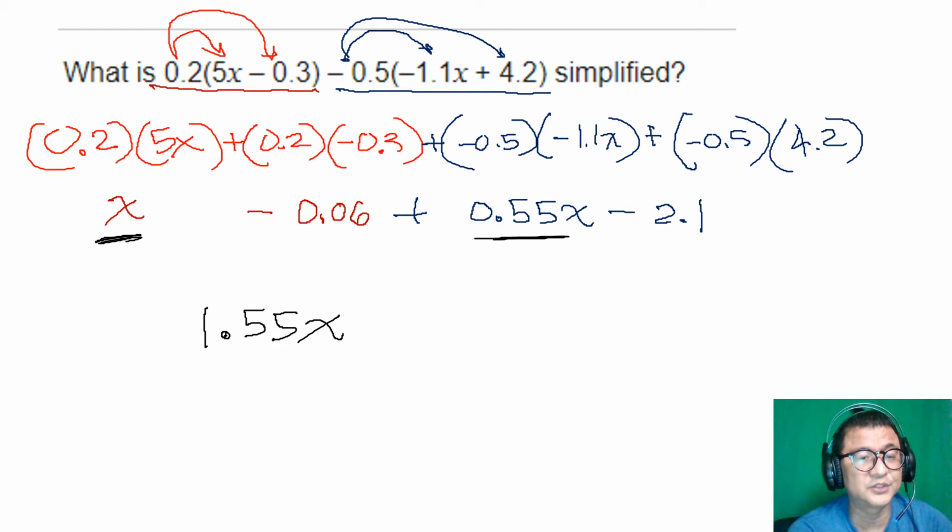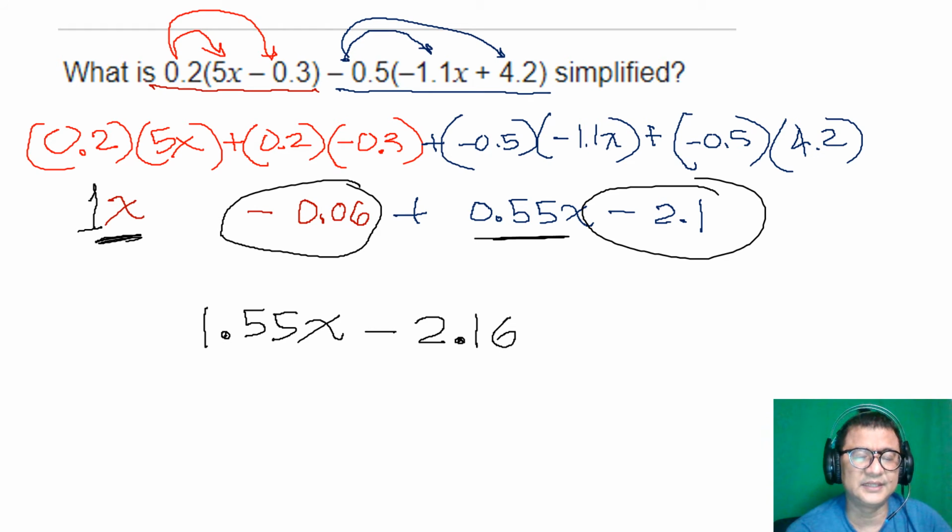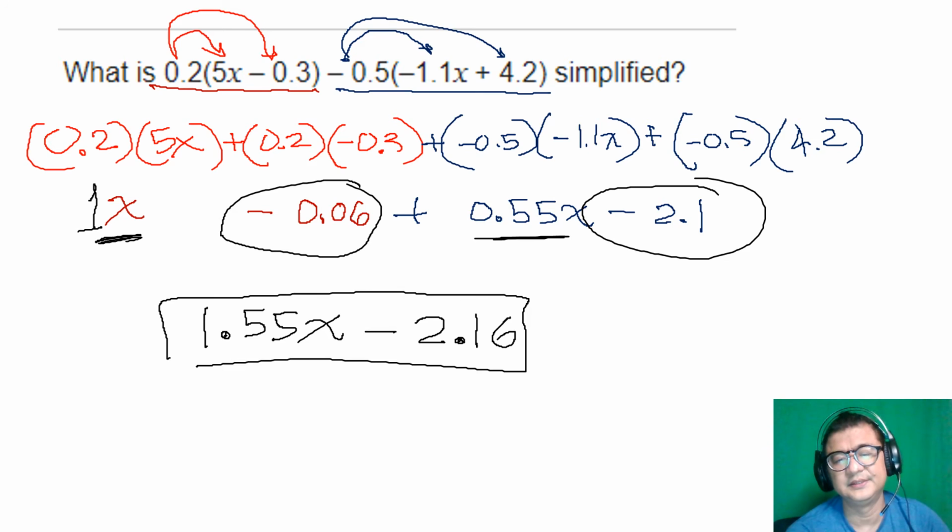1.55x. Remember, there's a 1 there, right? Next, I can combine now this and this one. You're both negatives, therefore add them together, negative 2.16. All right, that's the final answer, and it's the most simplified.